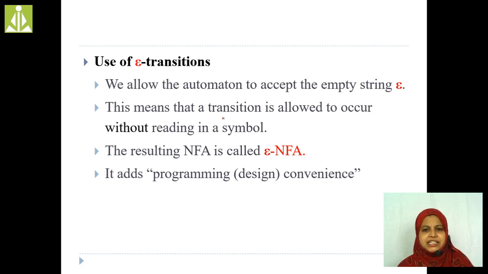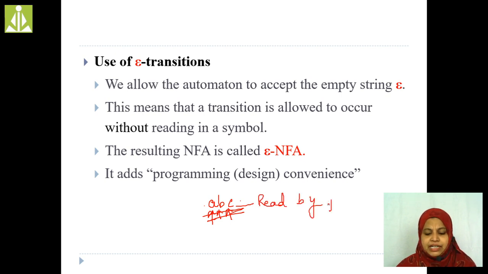Empty string doesn't contain any symbol, right? For example, take the string A, B, C. This string consists of various symbols: one A symbol, one B symbol, one C symbol. Whenever I process this particular string, it is read by the DFA, whereas here I am processing the empty string. It means that the transition doesn't have any symbol.